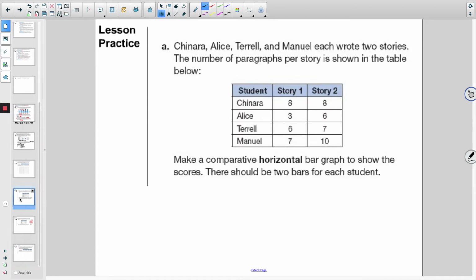There we go. Horizontal bar graph is what we're going to make for A. So it says that these three ladies and these three people and Manuel each wrote 2 stories. The number of paragraphs per story is shown in the table below. So we want to create a horizontal bar graph to show the scores. There should be 2 bars for each student.